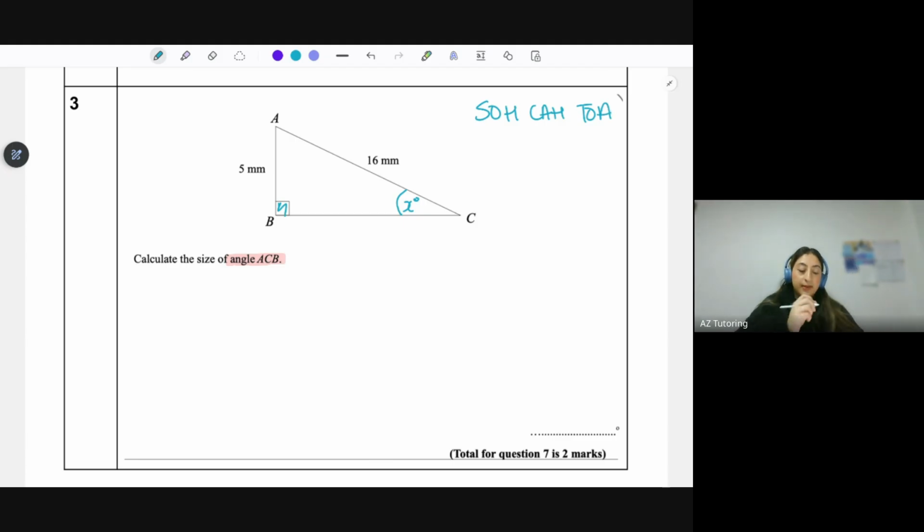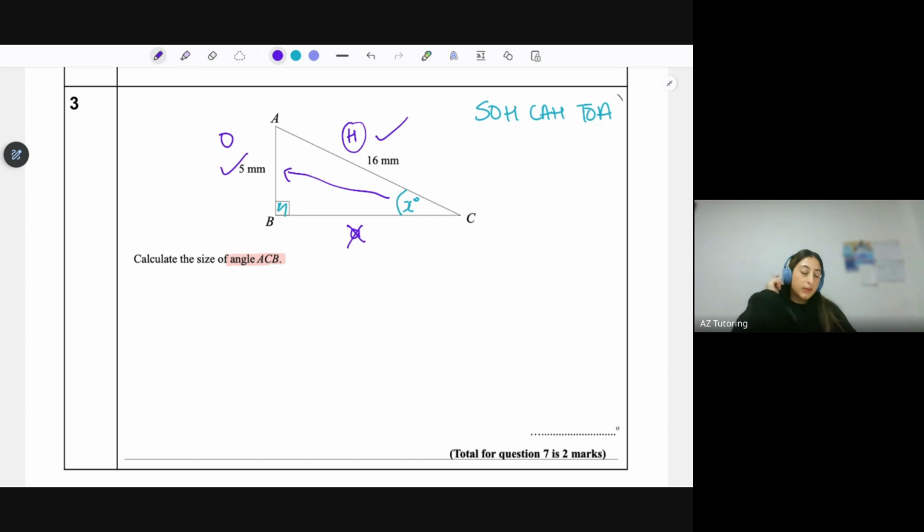So next step is let's label. The longest side is the hypotenuse, which is here. That is my opposite side, and there's my adjacent. We've been given the hypotenuse and the opposite. We don't need to worry about the adjacent because that's got nothing to do with it. You're only ever using two sides at once.